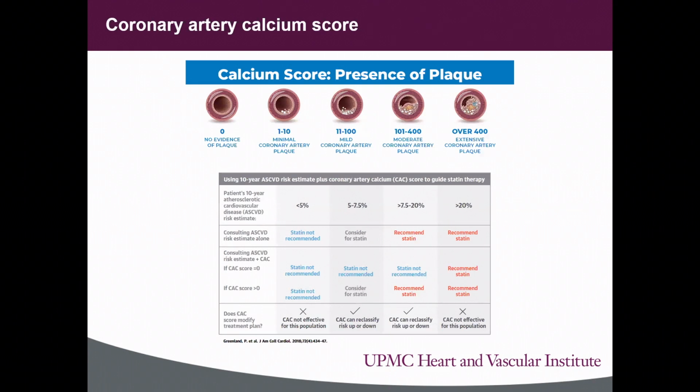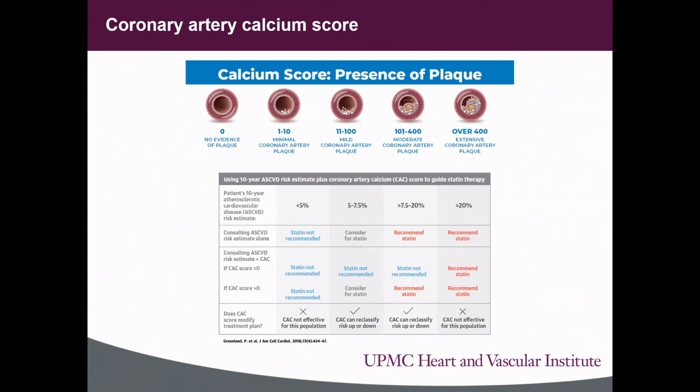One of the other ways that we can classify patients and see if they would benefit from any additional preventive measures is thinking about calcium score. So you might be familiar with this, a non-contrast CT. A score of 0 is no evidence of plaque. 1 to 10 is minimal. 11 to 100 is mild coronary artery plaque. 101 to 400 is considered moderate. And over 400 is considered to be extensive plaque. And so when you look at this, how can you utilize this as well?